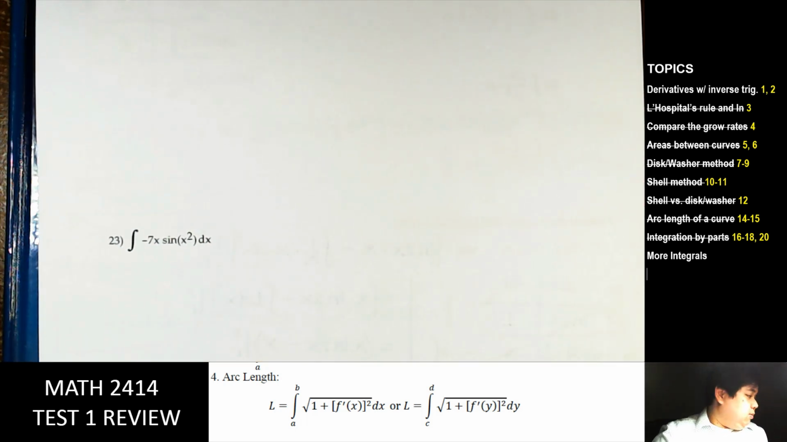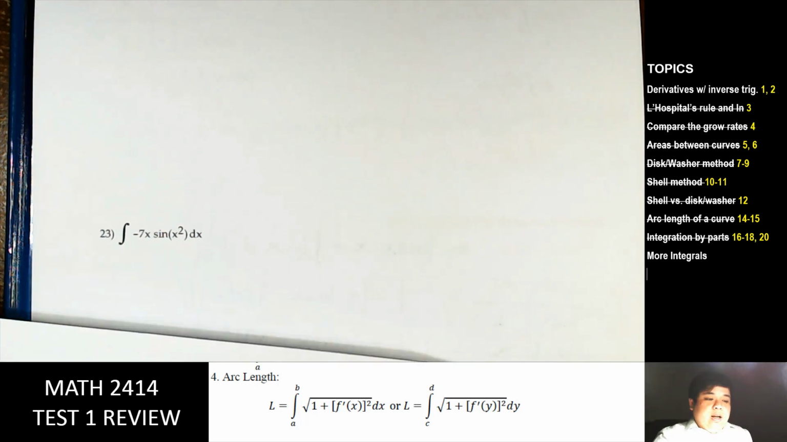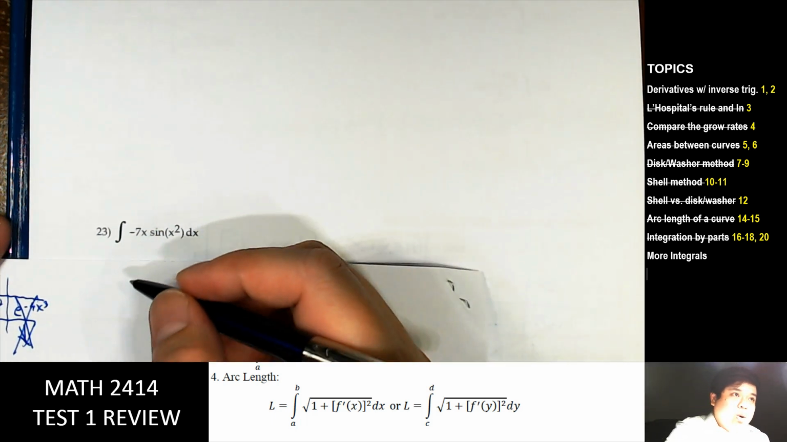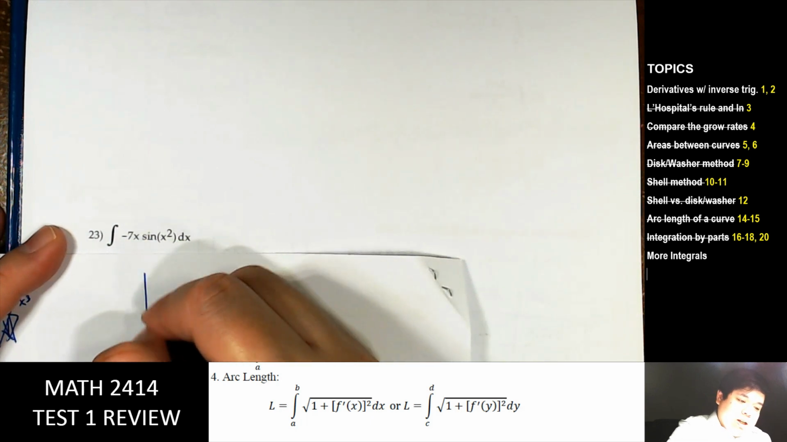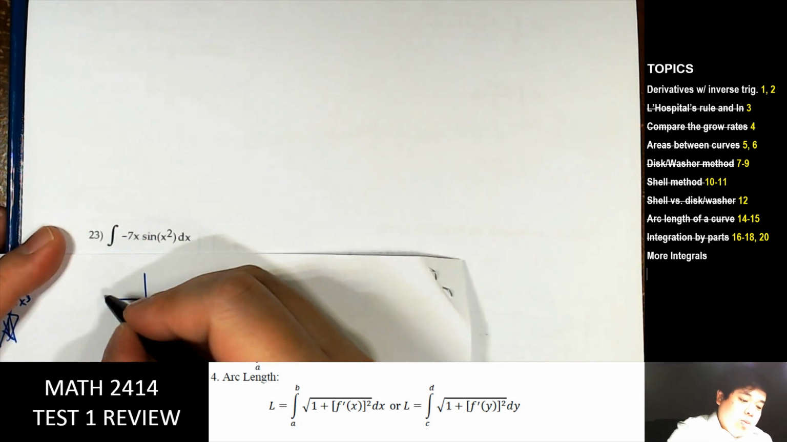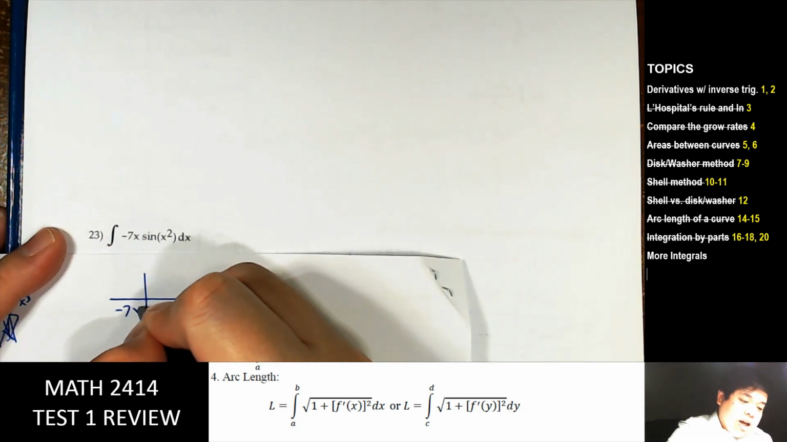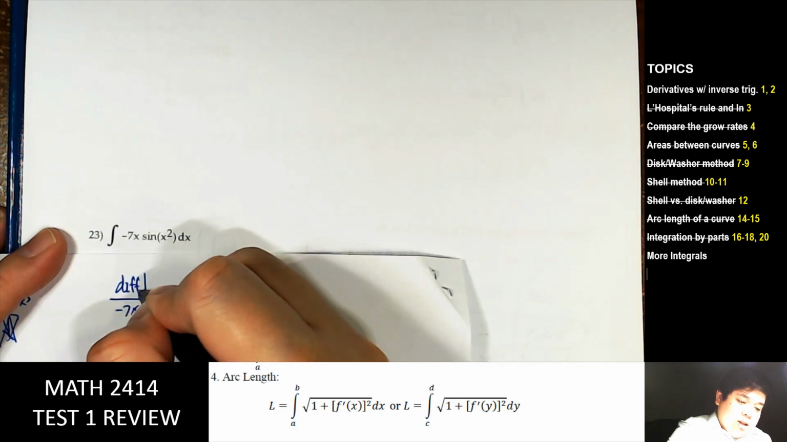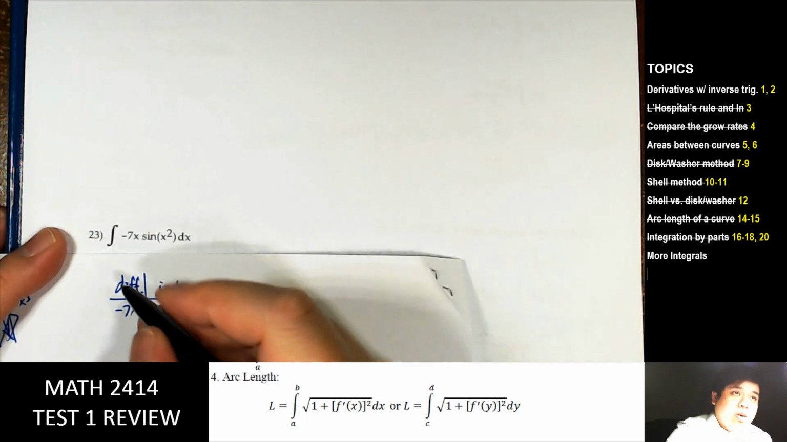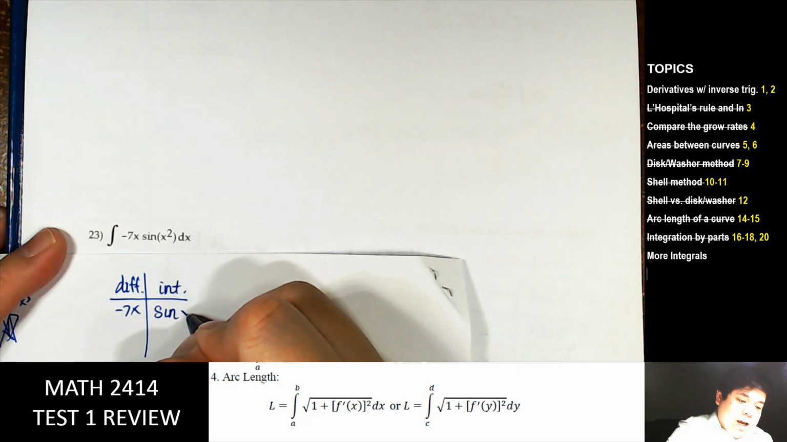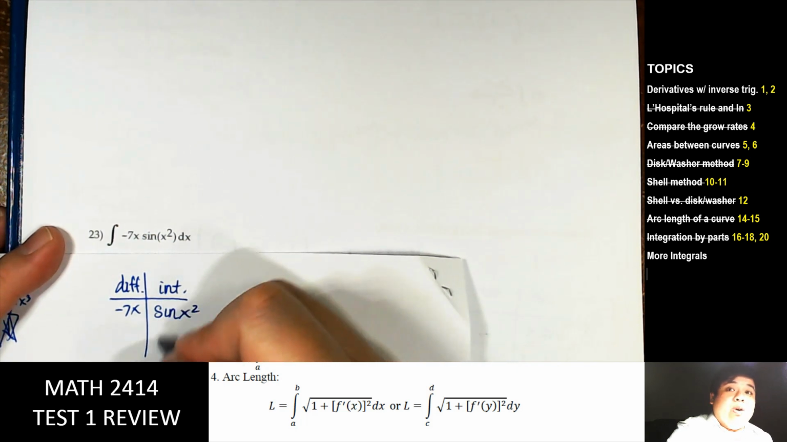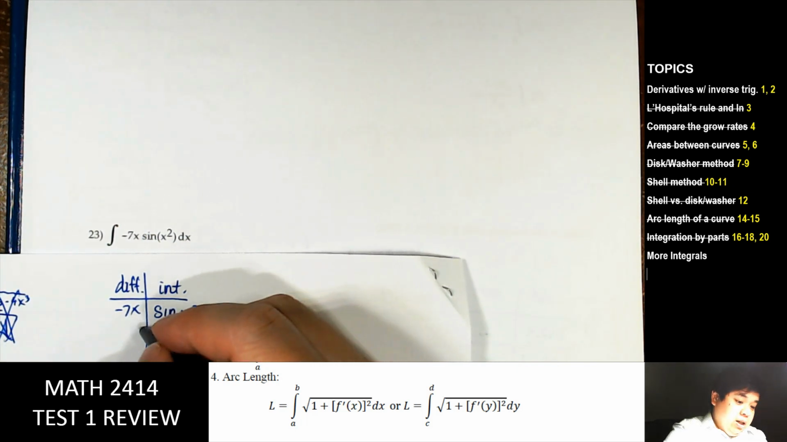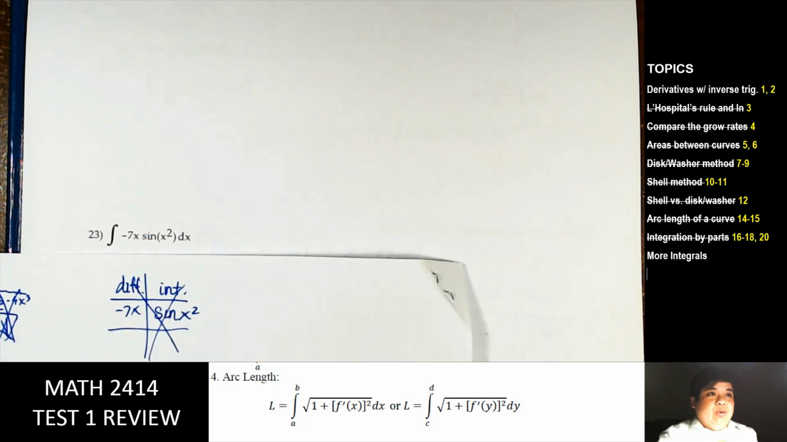The next one, let's check it real quick. If we use integration by parts, u is negative 7x, and integrate will be sine of x squared. This one is difficult, if not impossible, to integrate. So we cannot use integration by parts.